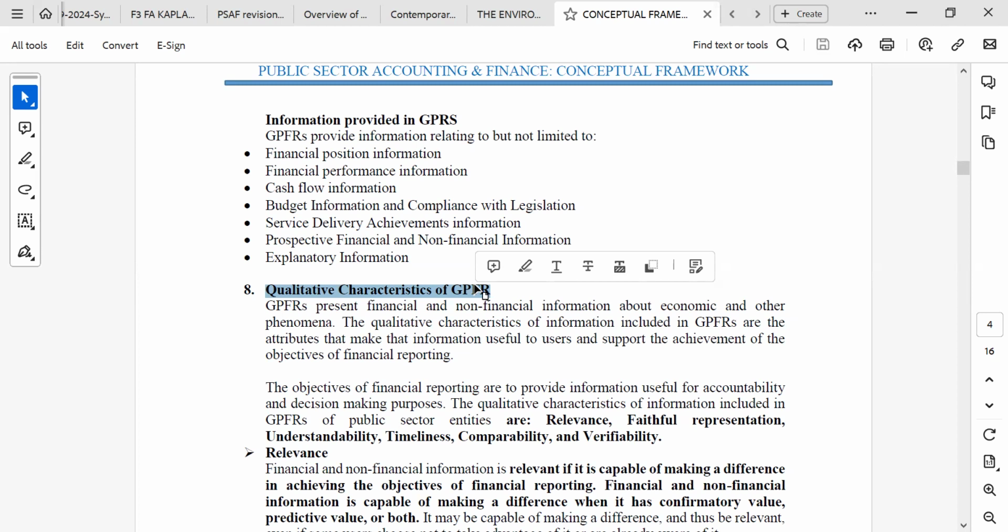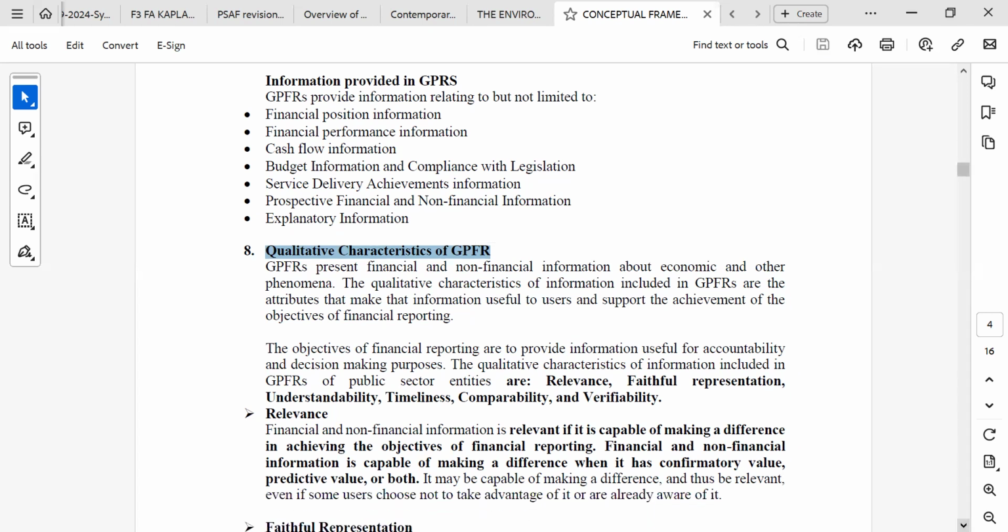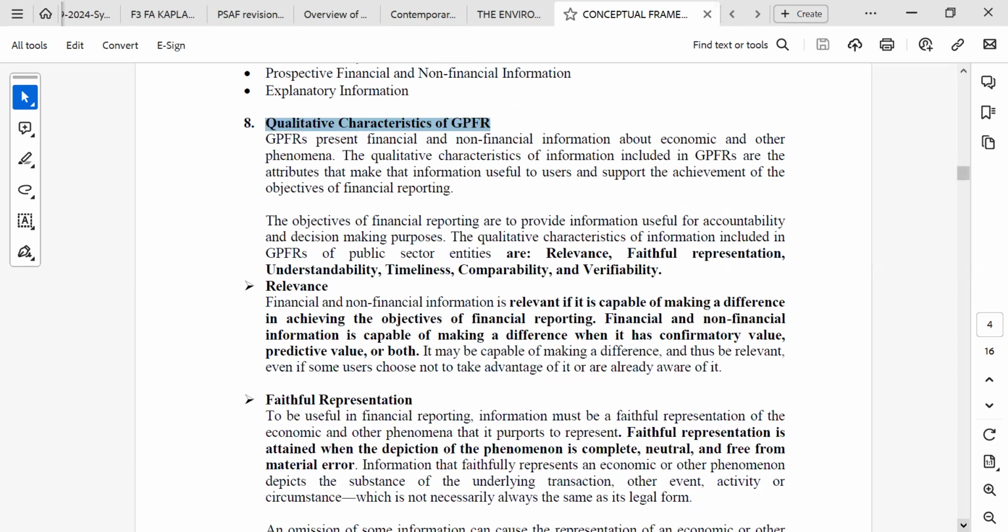Okay, so these characteristics, which all of us are aware of, we have what we call relevance, faithful representation, understandability, timeliness, comparability, and we also have what we call verifiability. Okay, we are going to take them one by one. What do we mean by financial information being relevant?